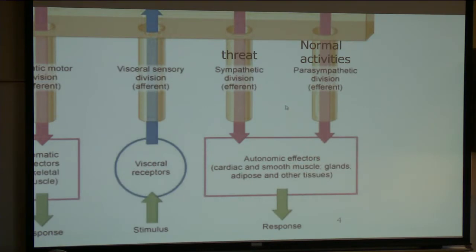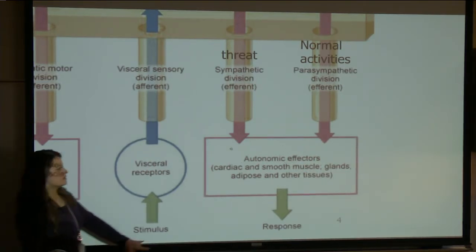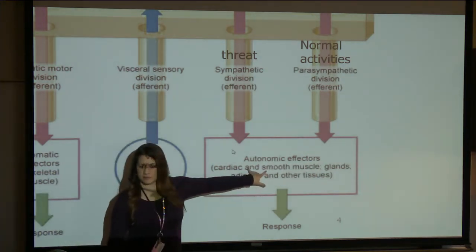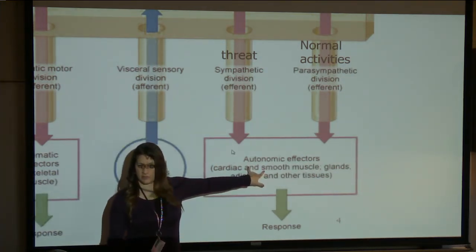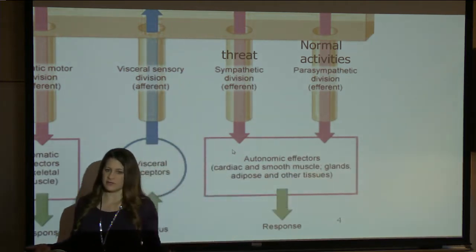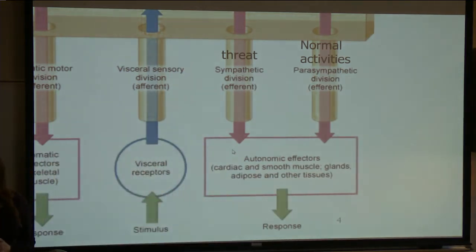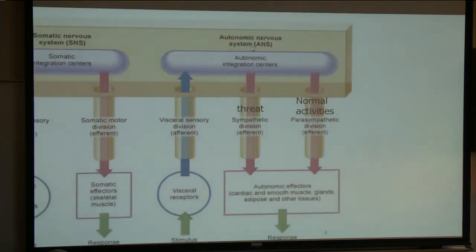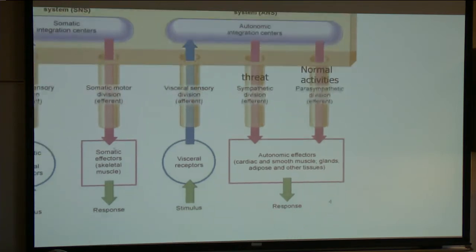With your autonomic nervous system, your effectors include cardiac and smooth muscle, which we know we don't have control over. Also our glands, we can't tell our glands when to secrete. Also other types of tissues. So these are all automatic, autonomic effectors. That's the difference: your autonomic nervous system has these types of effectors, and your somatic nervous system has skeletal muscle effectors.